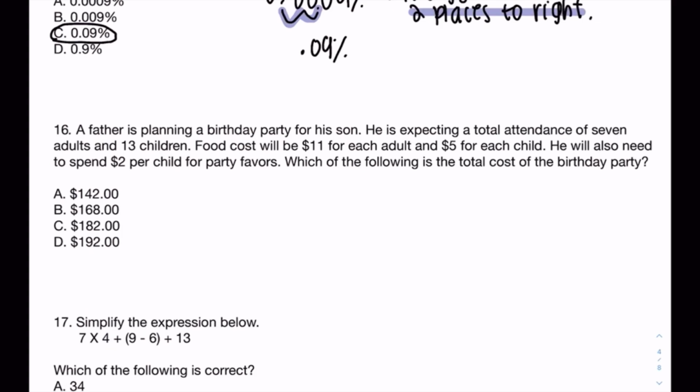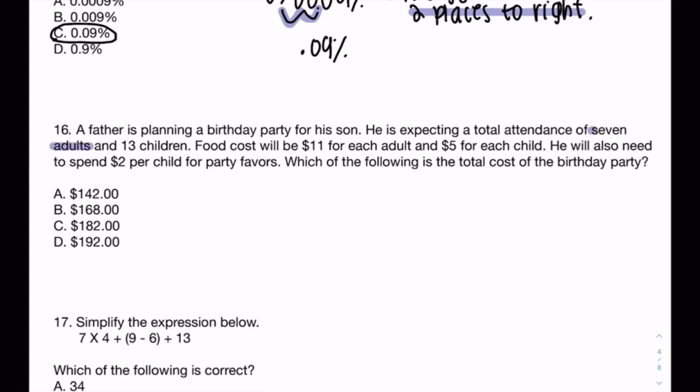So the question says, a father is planning a birthday party for his son. He is expecting a total attendance of 7 adults, 13 children. Food will cost $11 for each adult, $5 for each child. He will also need to spend $2 for each child for party favors. Which of the following is the total cost of the birthday party?